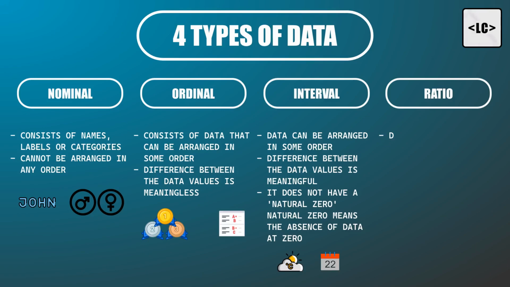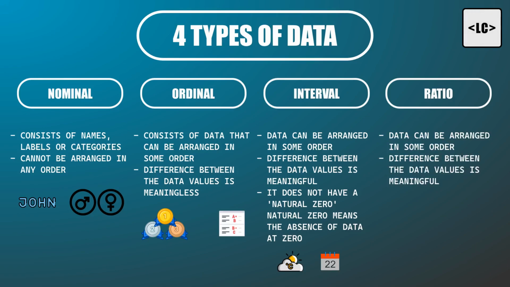This type of data can also be ordered, and differences between the data values are meaningful. It has a natural zero. For example, length, weight, amount of money, etc. A length of 0 units means the absence of length. Similarly, 0 amount of money means the absence of money.